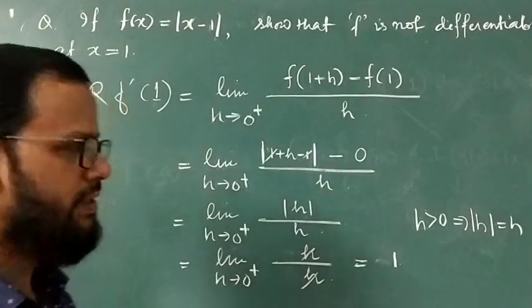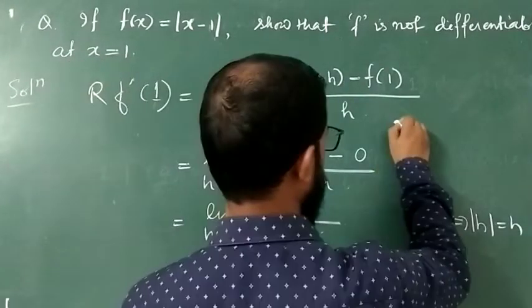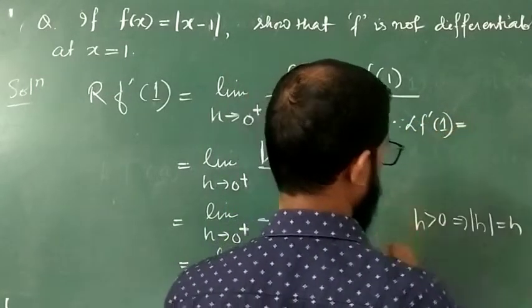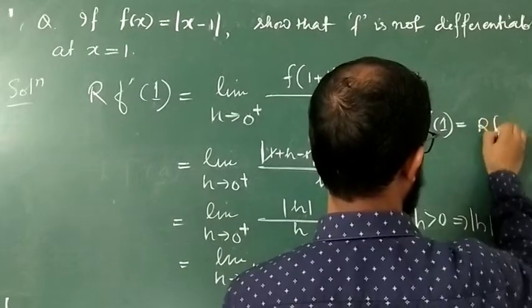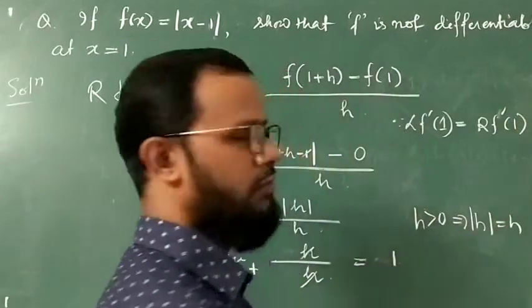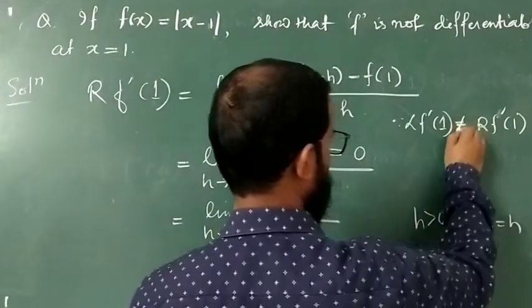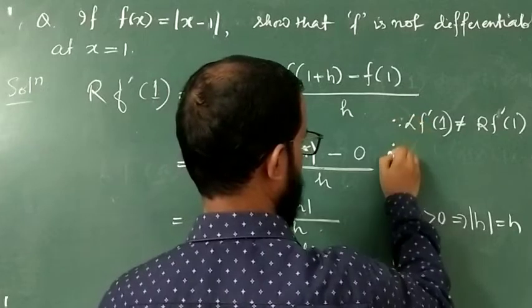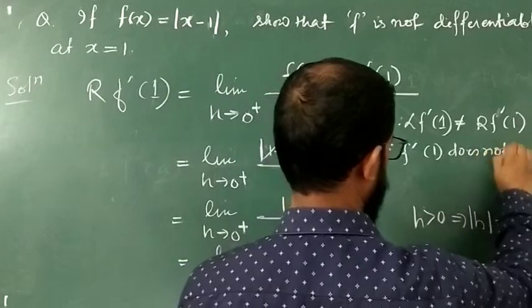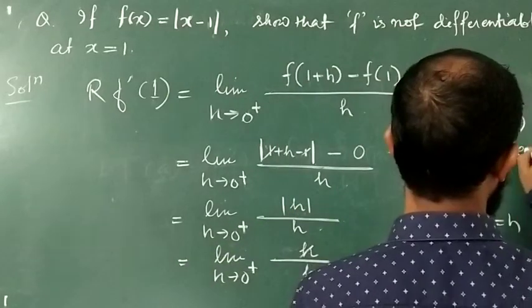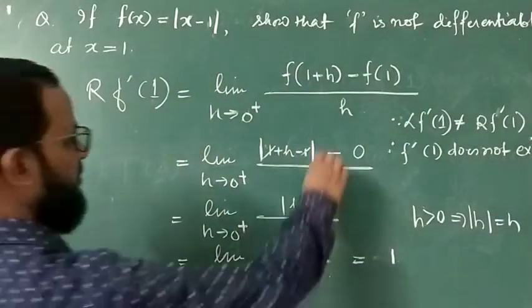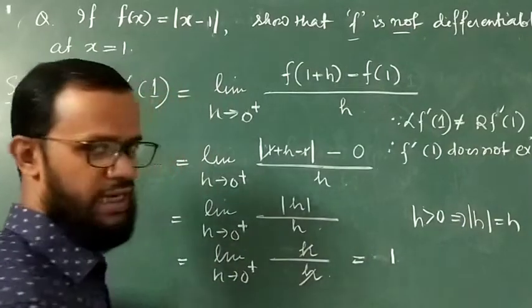So we get left hand derivative exists. Since you see left hand derivative is -1 which exists, and right hand derivative is what? Also exists, but both are not same. Since both are not same, therefore you can say that f dash 1 does not what? Exist. You can say f dash 1 does not exist. f dash 1 does not exist means the function f is not differentiable at x equal to 1.